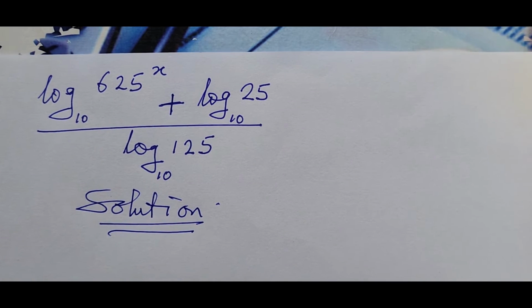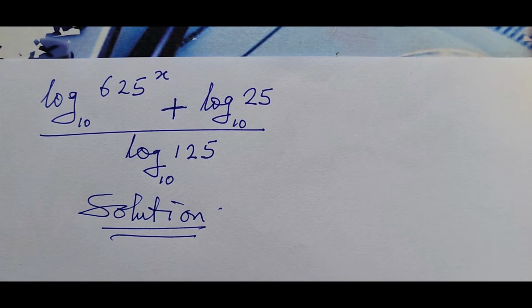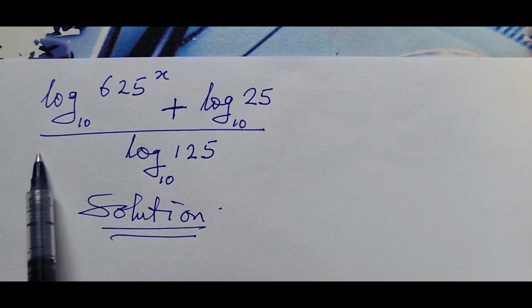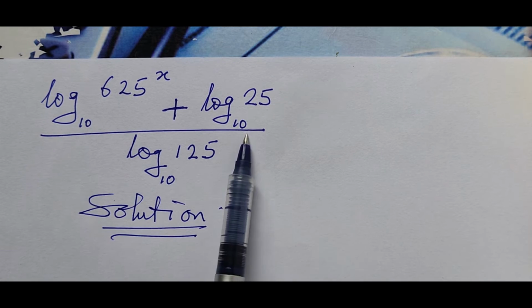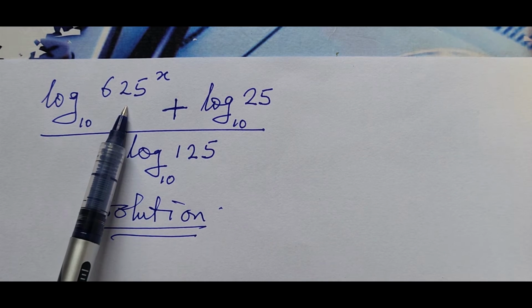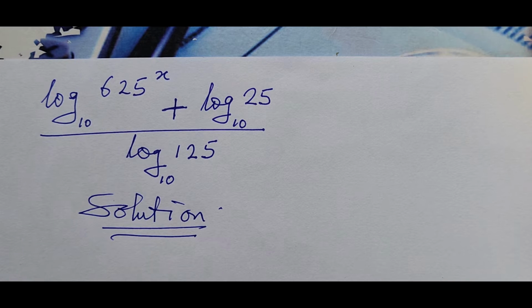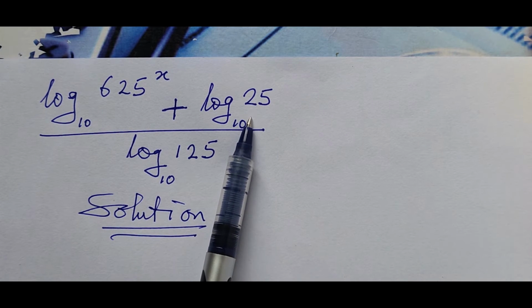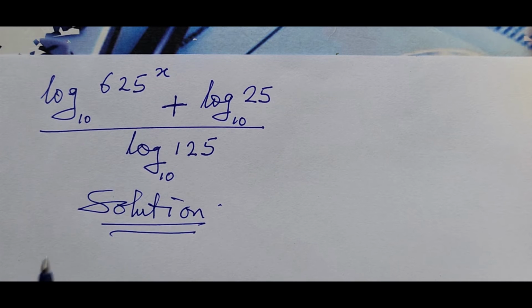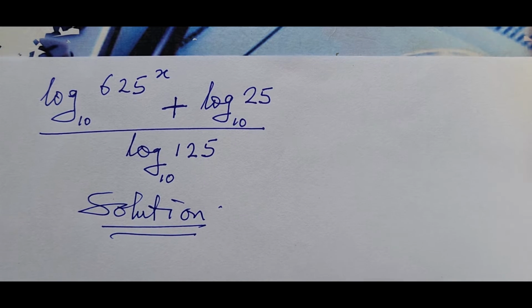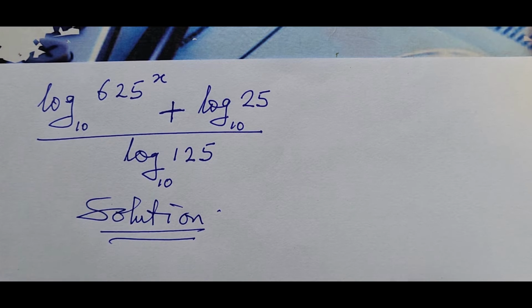If you check the figures given so far, they are all in base 10. The log is to base 10. But if you check these figures here, 625 can be expressed in base 5, this can equally be reduced to base 5, and this can equally be reduced to base 5. That is the first trick you see in this challenge. And so we are going to reduce this to base 5.